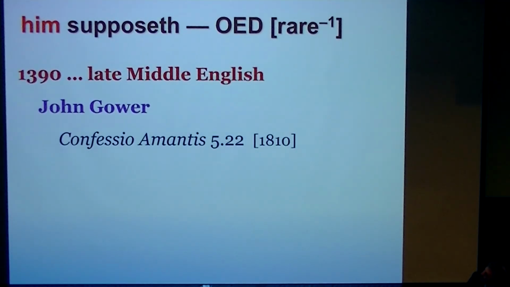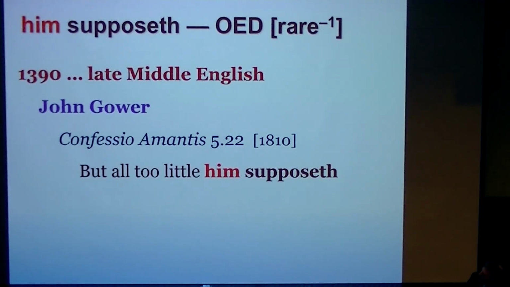The poet is John Gower, a contemporary of Chaucer, who wrote an important work of poetry, Confessio Amantis. That was published in 1810. I suppose Joseph Smith, had he read late Middle English poetry, could have seen it there. But it would have been hard to recognize because he would have needed to transform the syntax.